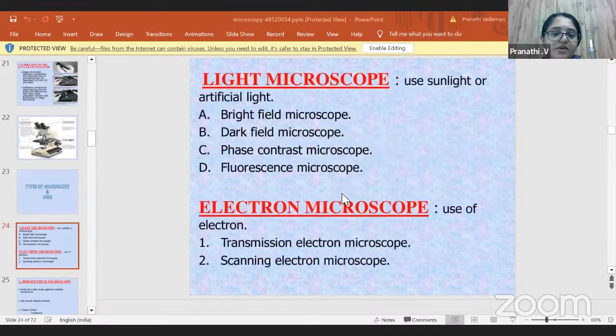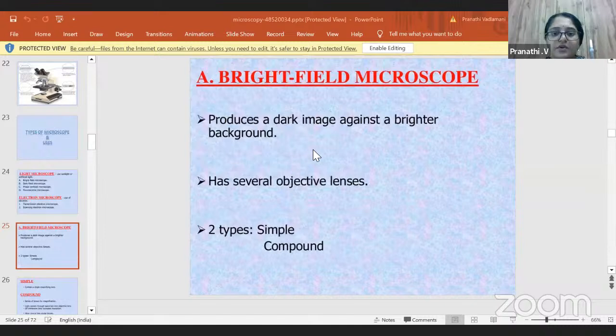So there are different types of microscopes: light microscopes and electron microscopes, which is the advanced one. You have the bright field, dark field, phase contrast and fluorescence microscopes. And we have electron microscopes, wherein electron beams are passed through. That is a different story altogether. We will come to it in some time. We will still have a look at it.